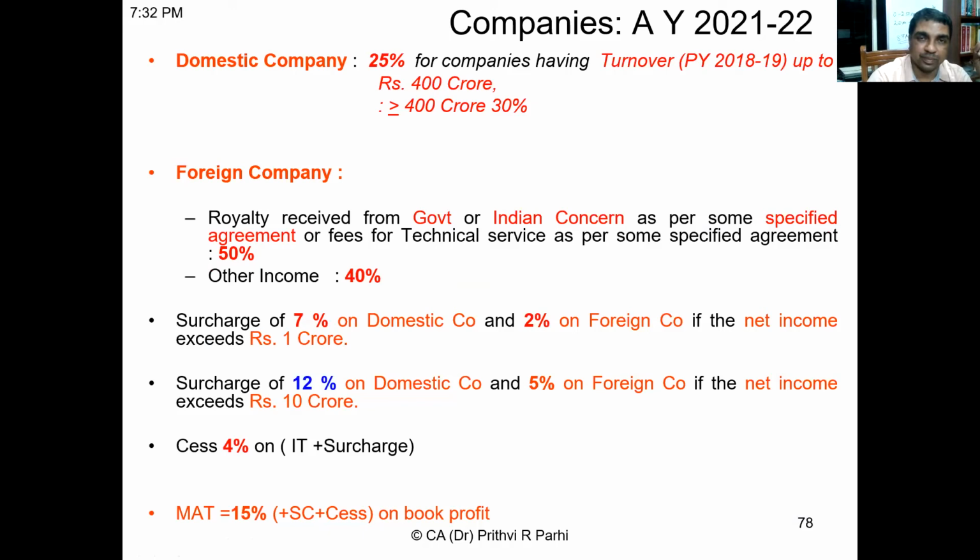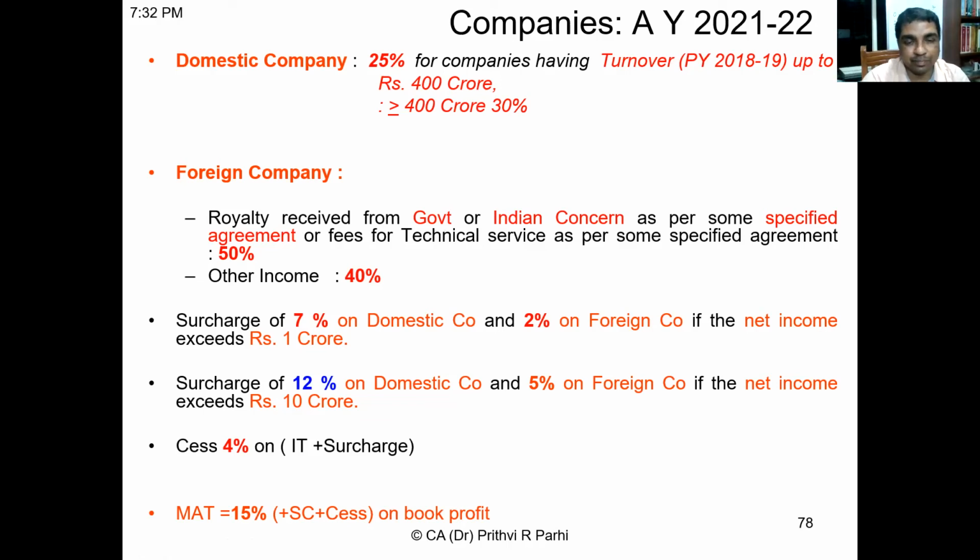Okay. And for foreign company, domestic company, 25% or 30%. And foreign company, tax rate can be 40% or 50%. 50% applies if the income is relating to royalty received from government or Indian concern, as per some specified agreements, or fees for technical services. For all other income, tax rate is 40%.